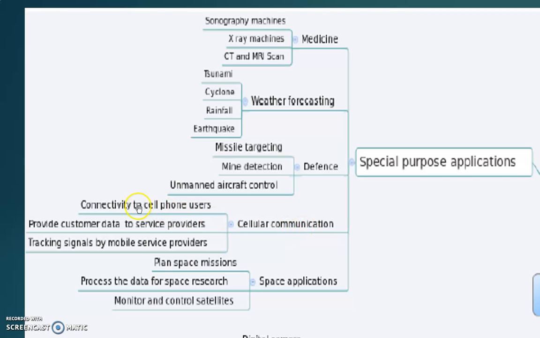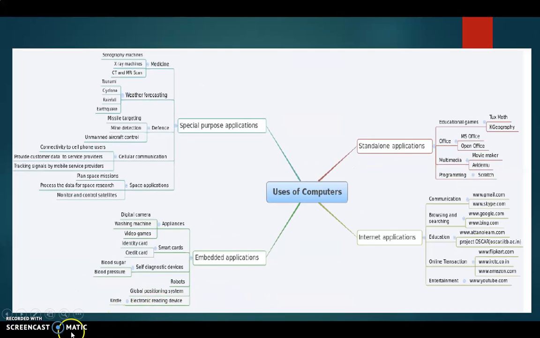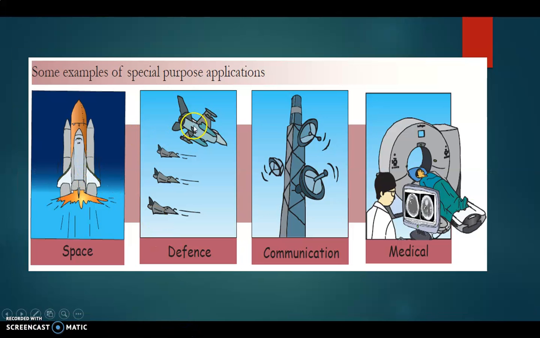Cellular communication: connectivity to cell phone users, provide customer data to service providers, tracking signals by mobile service providers. You may see mobile towers at particular places. So that is meant for special purpose for cellular communication only. Space applications: plan space missions, process the data for space research, monitor and control satellites. Such type of applications come in the category of special purpose applications. Some examples of special purpose applications: space, defense, communication and medical areas. Many more are there, you can observe surrounding you.